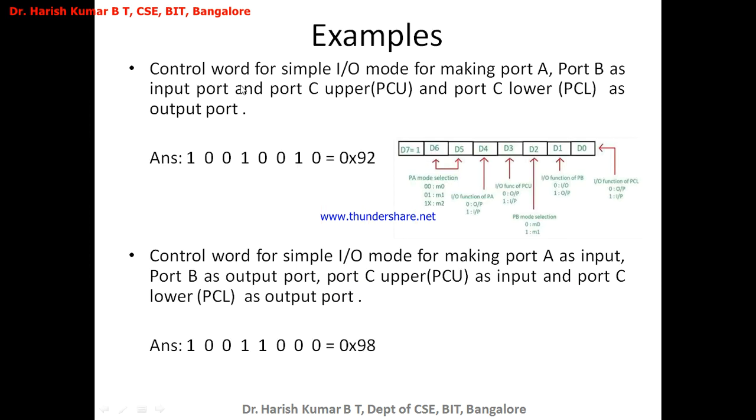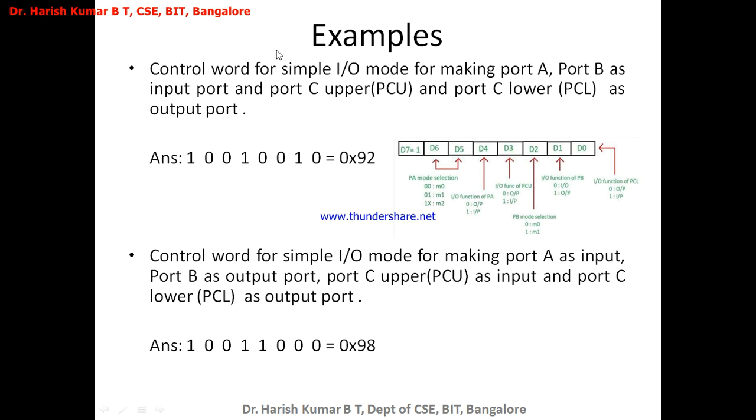Just go through this. Write a control word for simple IO mode for making port A, port B as input. That is the reason it is called a programmable peripheral interface device. 8255 is a programmable interface device, because using this control word register you can make port A, port B, port C either an input port or an output port as you desire.